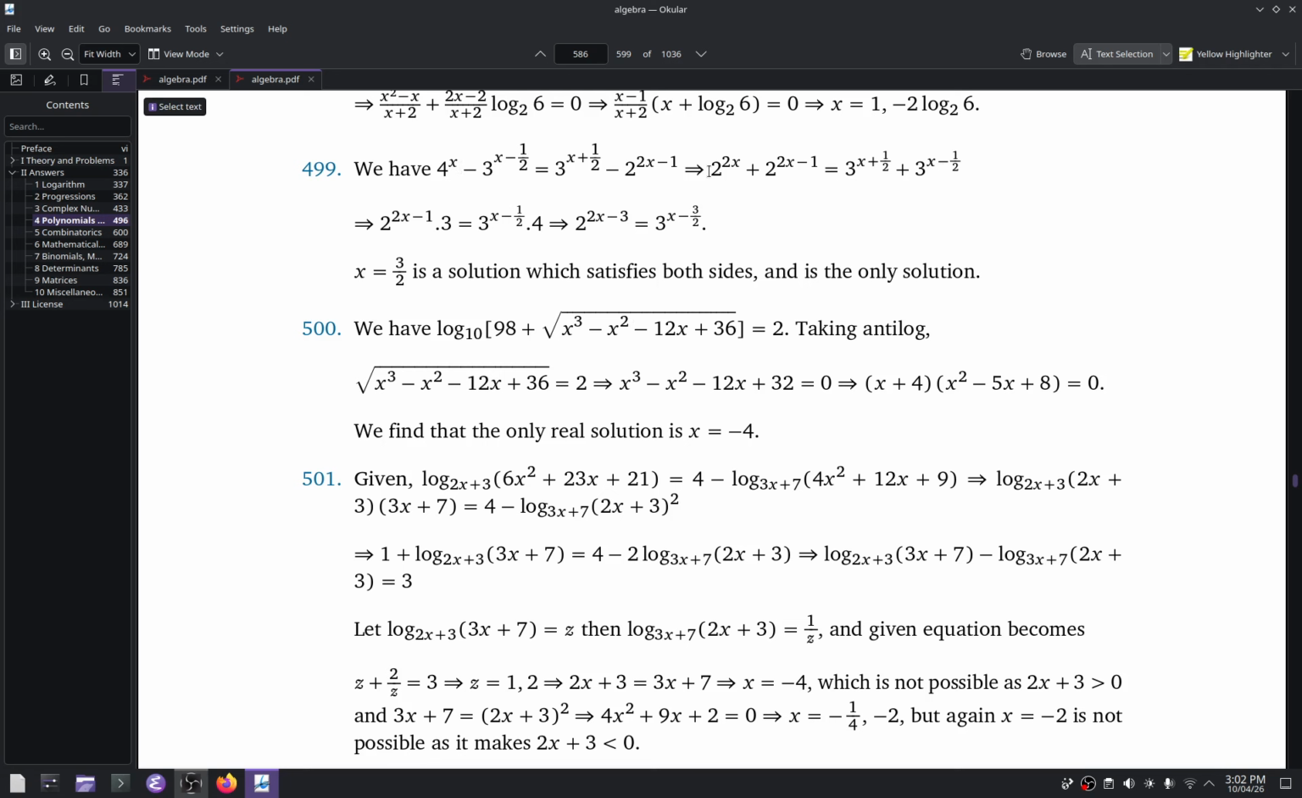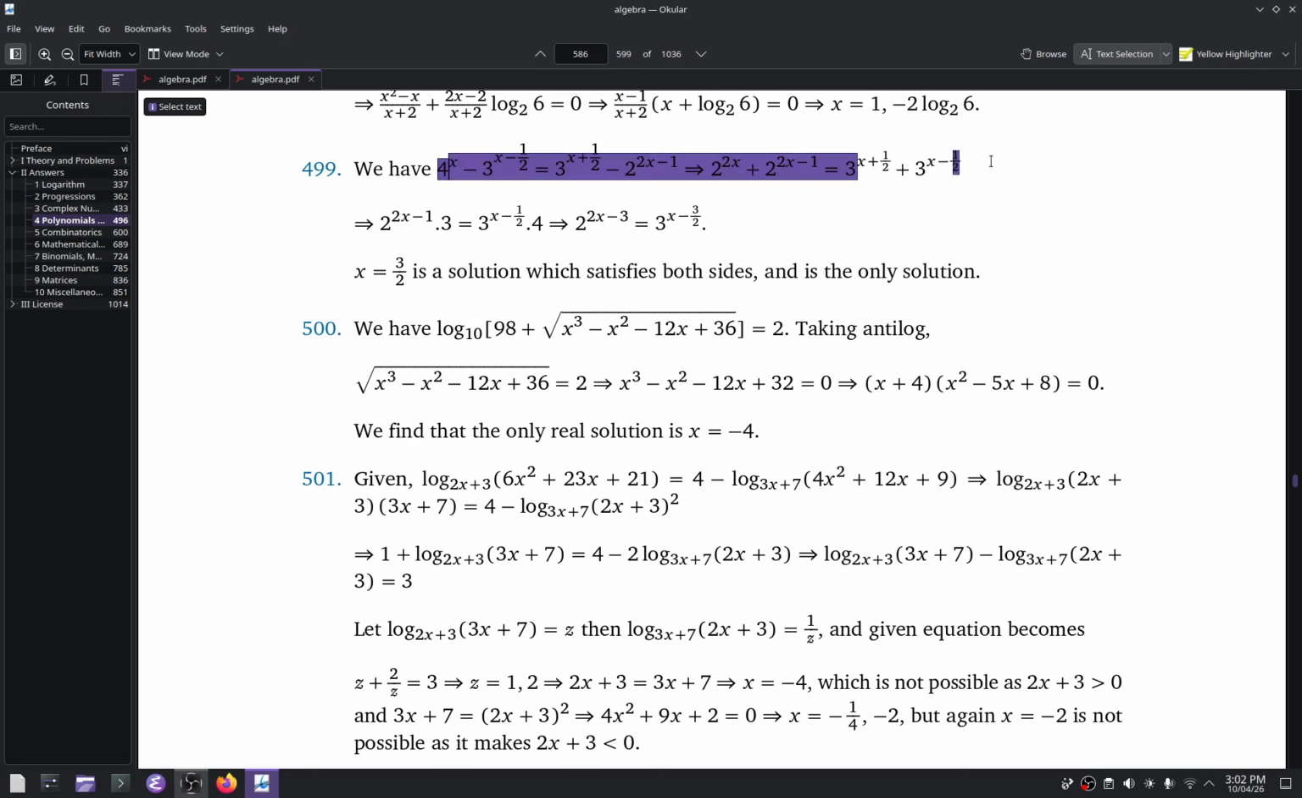We write 4 to the power x as 2 to the power 2x, and 2 to the power 2x minus 1 we take to the left hand side, and then 3 to the power x minus half we bring to the right hand side. Now from this, if you take 2 to the power x minus 1 common, what will remain inside is 2 plus 1. So it becomes 3 into 2 to the power 2x minus 1.